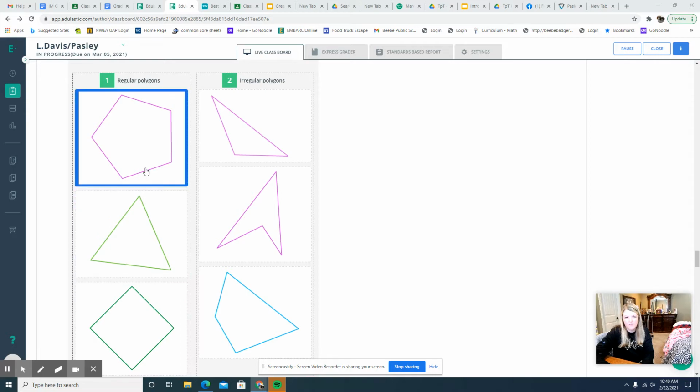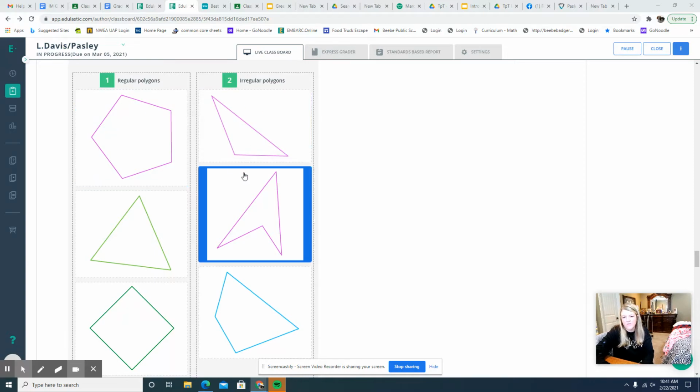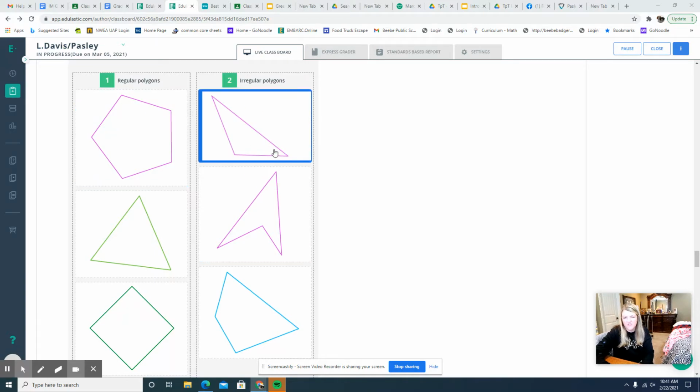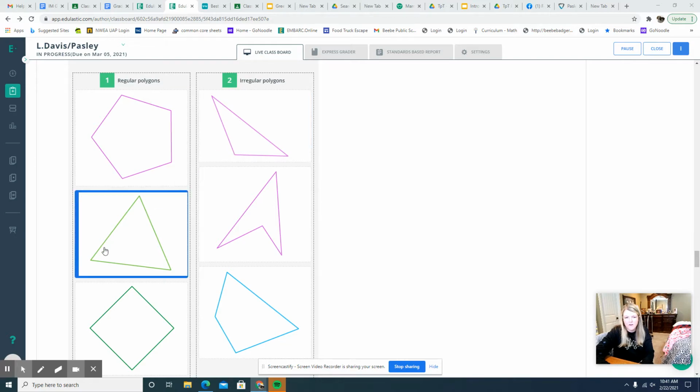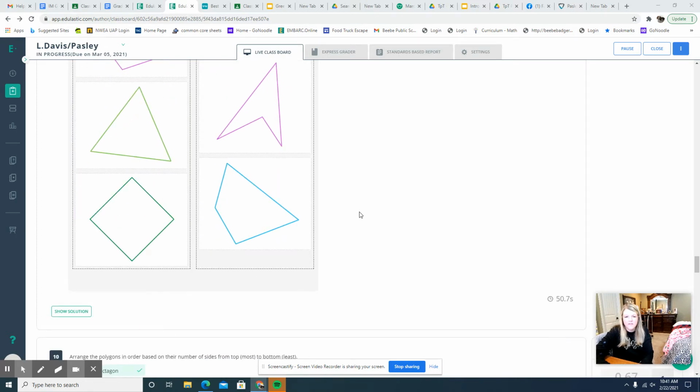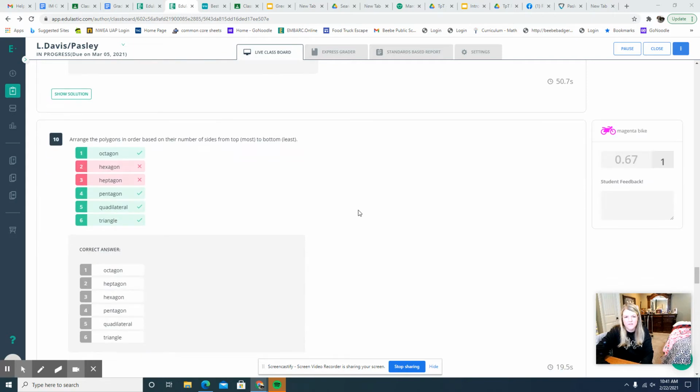With these three examples, if we had a ruler, we could measure these sides and see that all the sides are the same length. But with the irregular, they all have different measures on their side lengths, and their angles are also different measures. We can tell that these are acute angles, and then we've got an obtuse angle. But here, we've got 3 acute angles. So another name for this would be an equilateral triangle. All the sides are the same length, all the angles are the same measure. So that's irregular and regular polygons.